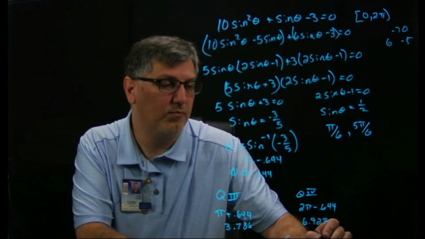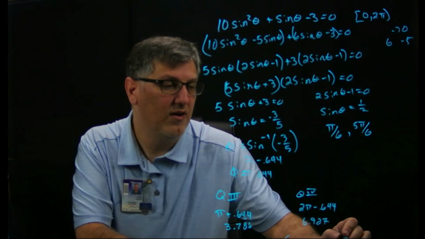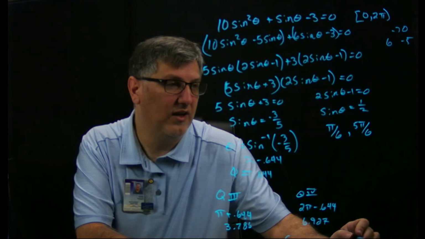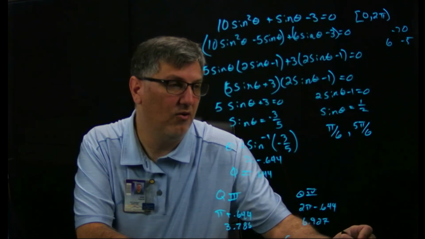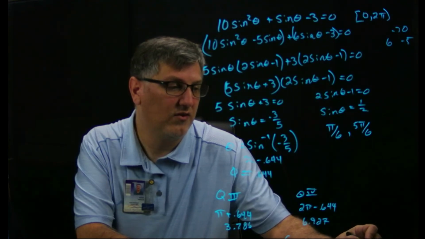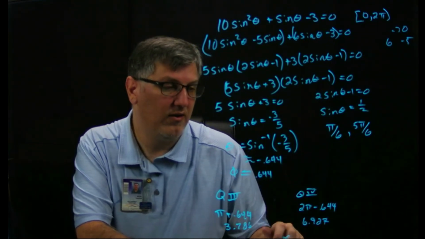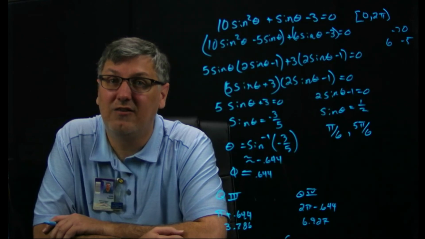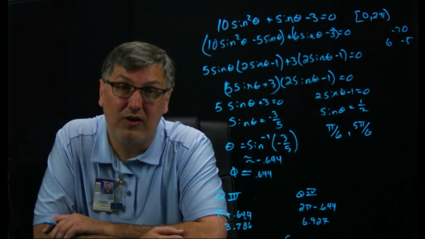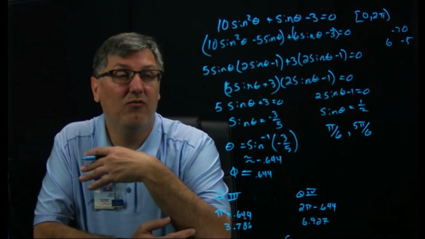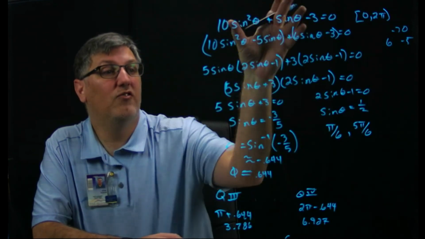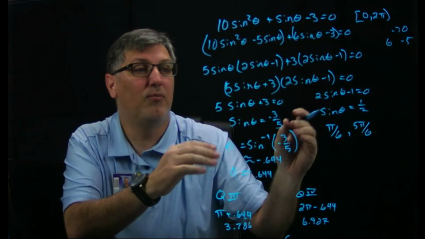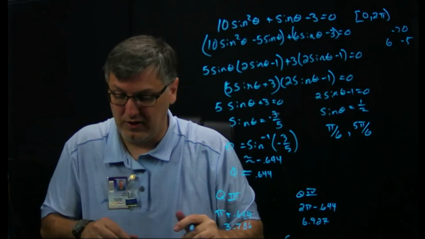3.786, 6.927, pi over 6, and 5 pi over 6. And voila, I'm done. And there's a solution to that. Didn't really intensify the trigonometry. What we did is we intensified the algebra, having to factor it, use a zero product property, and then from there do our reference angles.